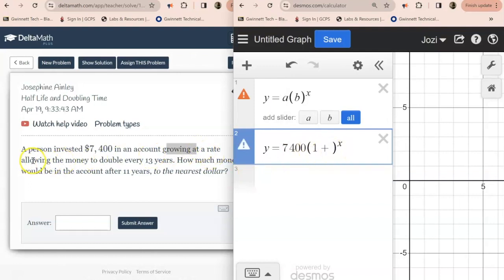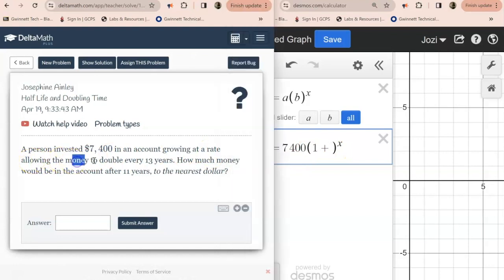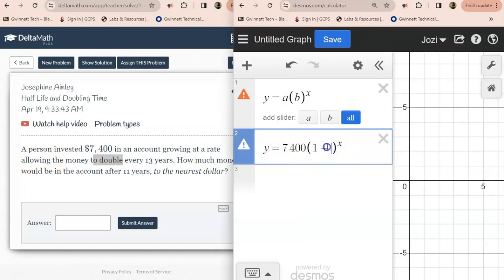All right, growing at a rate, allowing the money to double. Oh, okay. So it's not giving you a percent. So when it doesn't give you a percent, you just put in that number. What does the word double mean? How is it growing? Twice.